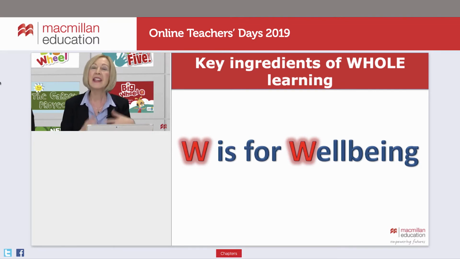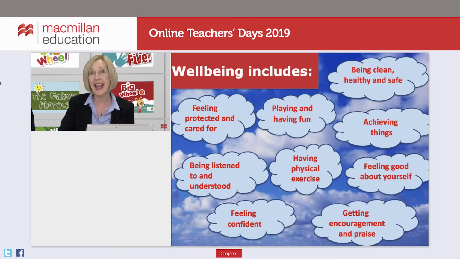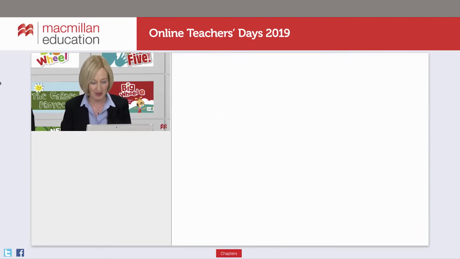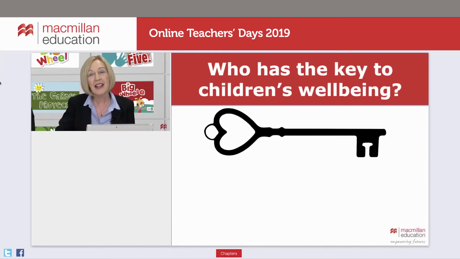Well-being is a physical and mental state that covers a number of different areas. It includes all the things that you can see up on the screen now. I'm not going to go through these one by one, but you can see how they range from being safe in the top right-hand corner to feeling confident in the bottom left-hand corner to getting encouragement and praise. And I think the question is, who has the key to children's well-being?